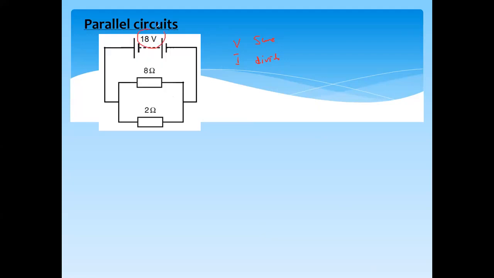If we have an 18 volt supply, because only two resistors are there and both are in parallel to each other, the voltage across the 8 ohm will be 18 volts and the voltage across the 2 ohm is also 18 volts. Even if there is another resistor, like a third resistor which is also connected, and it can have any value, even a 100 ohm resistor, what will be the voltage? That will also receive 18 volts. So in parallel, the voltage is the same, but the current will divide between the components.